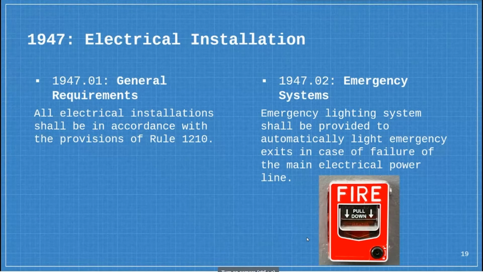So number 1 is no electrical installation shall be undertaken without the plans having been approved by the secretary or his authorized representative.